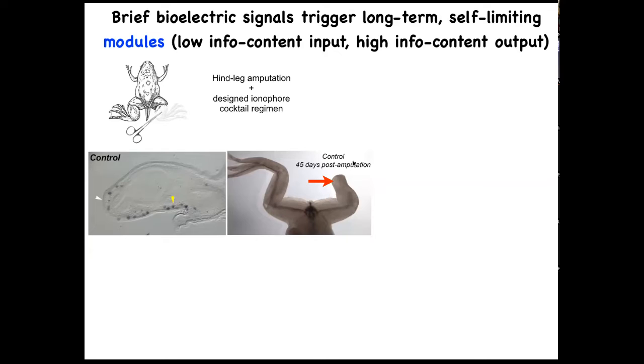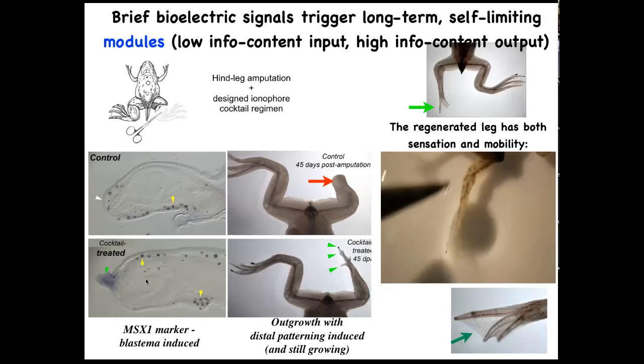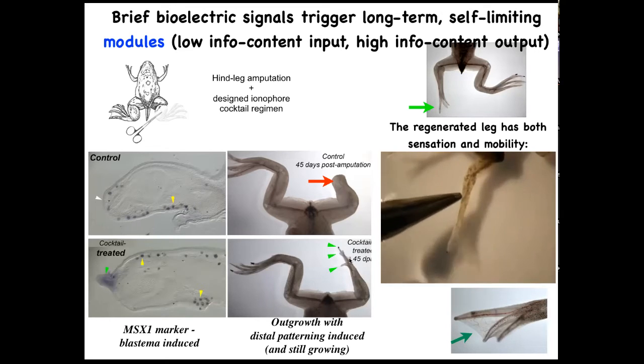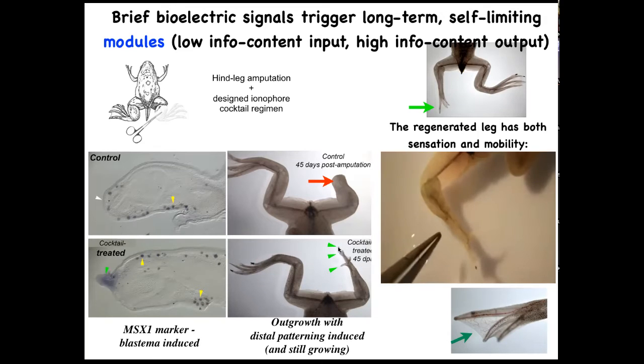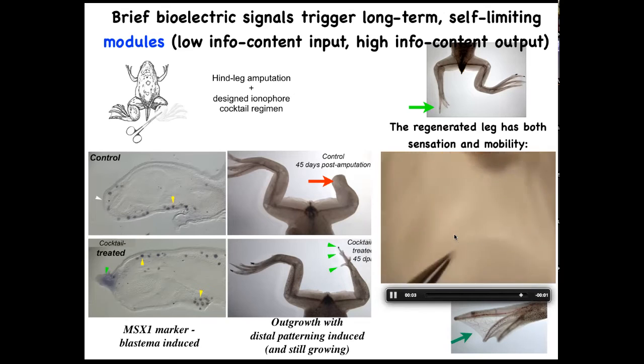So here are some frogs. When you amputate their legs at this stage, normally nothing happens. 45 days later, there's basically nothing. We have a cocktail of ion channel modifying drugs that immediately induces an MSX1 positive blastema. By 45 days, you've already got some toes, you've got a toenail, the most distal part, and eventually a perfectly respectable leg. And it's touch sensitive and it's motile, so it's functional.